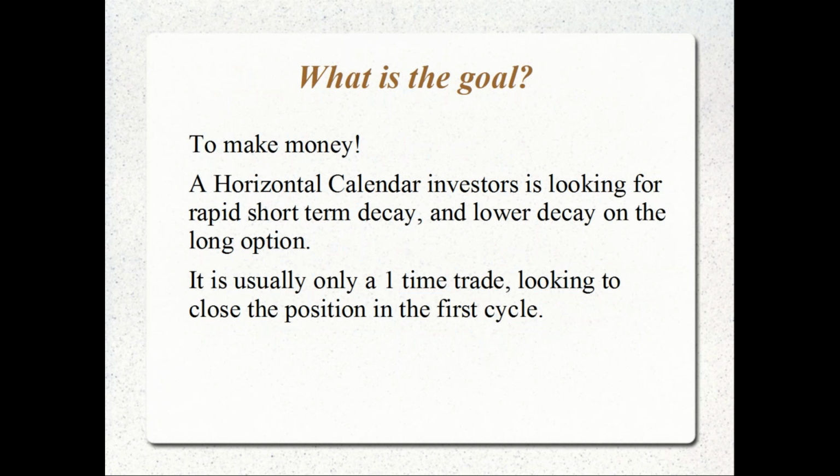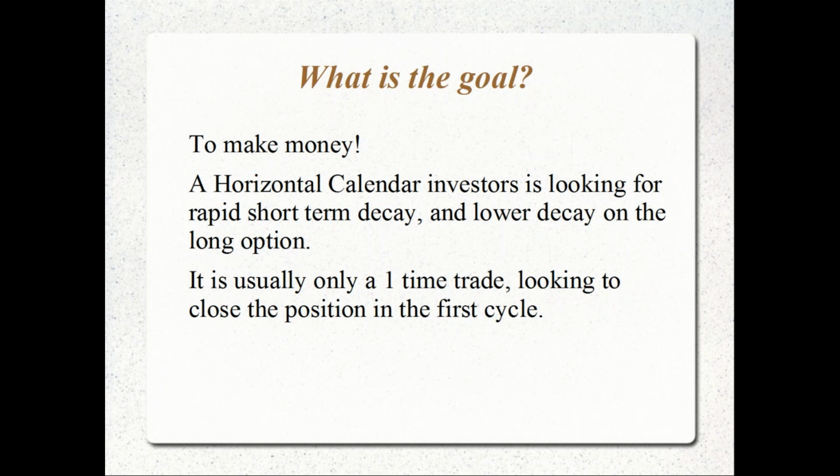What is the goal of a horizontal spread? Well, it's to make money, obviously. But a typical horizontal calendar investor is looking for rapid short-term time decay. I want that near-term option to decay rapidly so it costs me less to buy it back, and have a slower time decay on the option that's further out in time. I want it to retain more of its value as we pass the next 7, 10, or in this case 17 days to our short-term expiration.